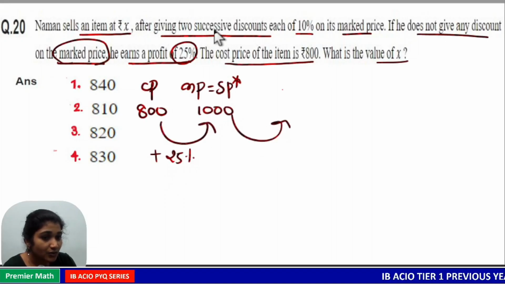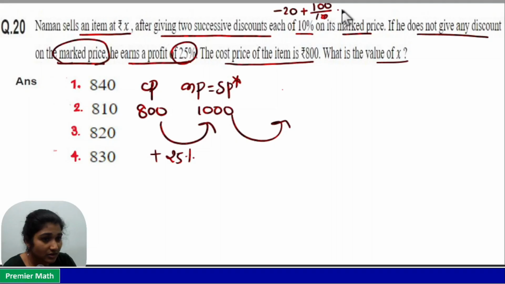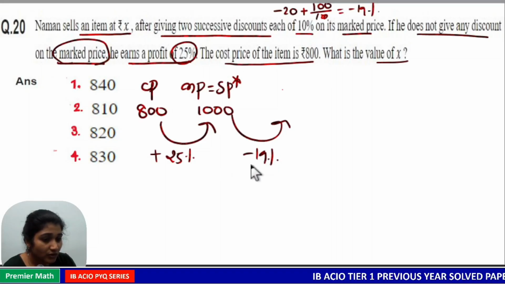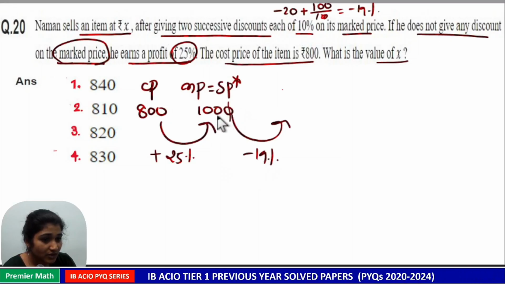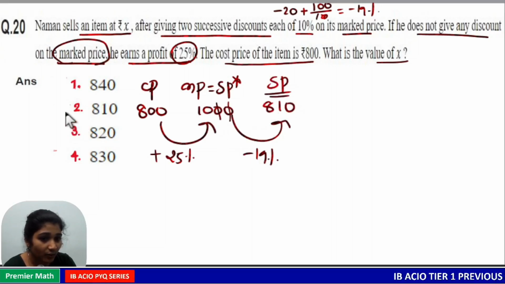Now here two successive discounts of 10 percent, that is minus 10 plus minus 10 is minus 20, and minus 10 into minus 10 is plus 100. So 100 by 100 means 1. Minus 20 plus 1 is minus 19 percent. So minus 19 percent is the overall two successive discount. 10 percent of 1000 is 100, 1% is 10, so 19% is 190. 1000 minus 190 is equal to 810. So the selling price here is equal to 810. Option 2 is your answer.